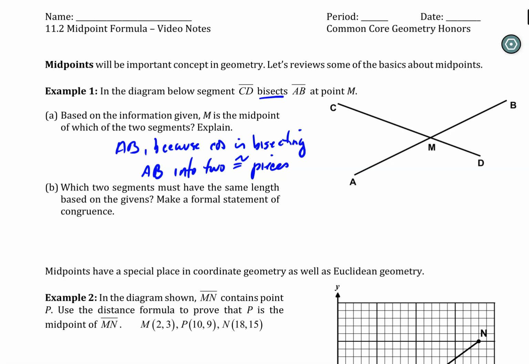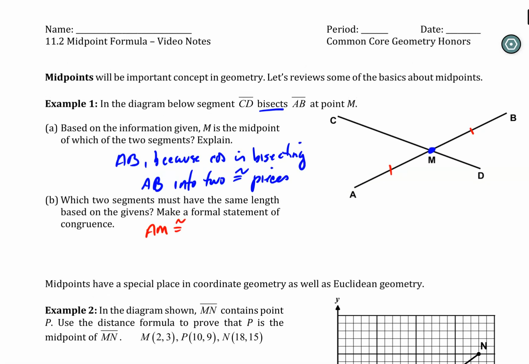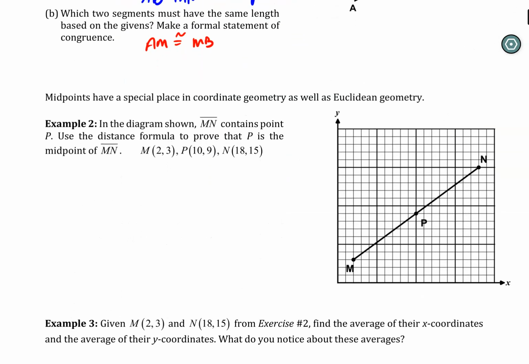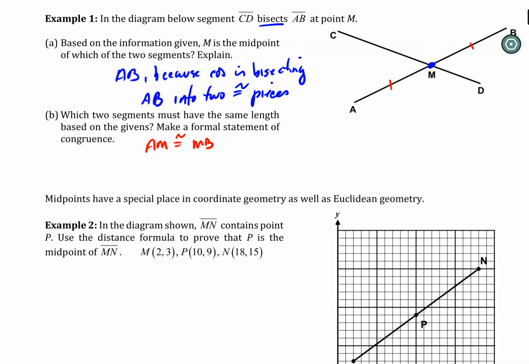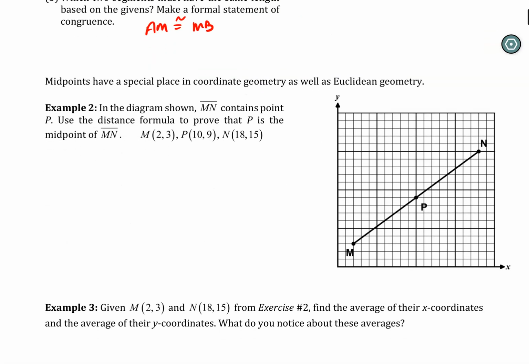For part B here, which two segments must have the same length? Well, now that we know that M is in fact a midpoint, it tells us that AM and MB must be congruent to each other. If M is the midpoint, it breaks something up into two equal pieces. So we can say formally that AM is congruent to MB, or BM, whichever way you want to do it. And that's a lot of stuff we talked about earlier in the year, sometimes in proofs, the definition of midpoint, things like that.